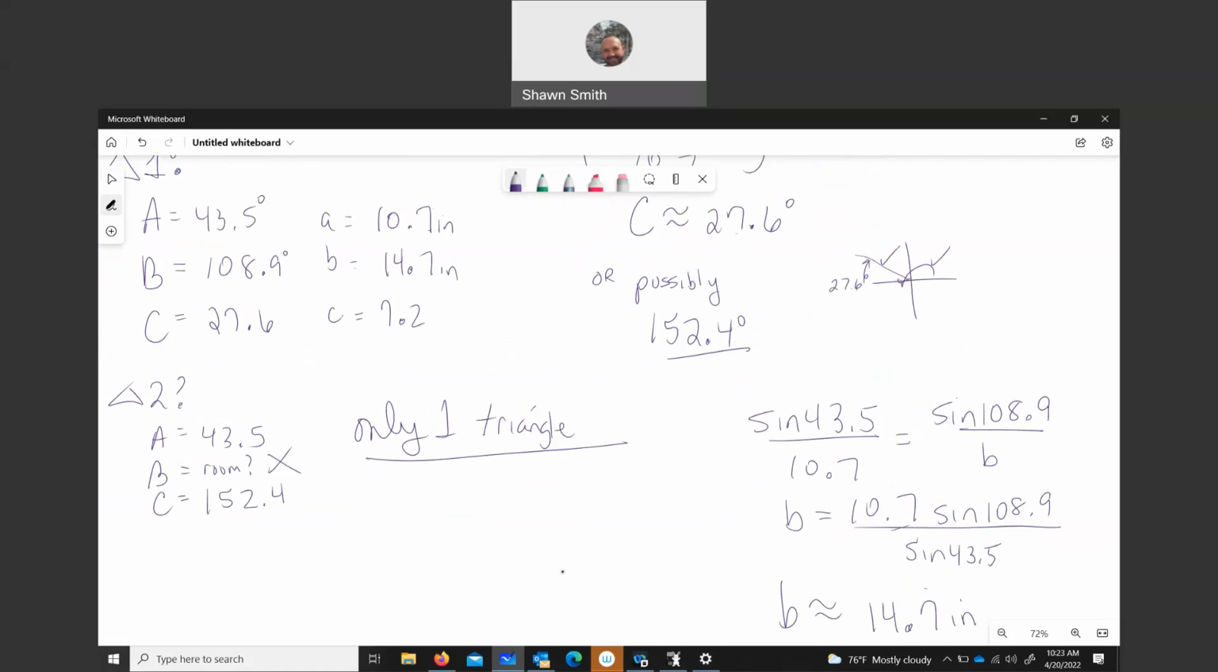So B is the longer side, so opposite side of this angle must be the larger angle, right? 108.9, that works. Next larger side, next larger angle, that works. Everything is in agreement. That's not always necessarily something you have to check. You just kind of make sure that your arithmetic was done correct, right? So if I would have got B to be 5 inches, that's wrong. Something's wrong, right? Because of the dimensions. The bigger the angle, the wider or the longer the side is across from it.